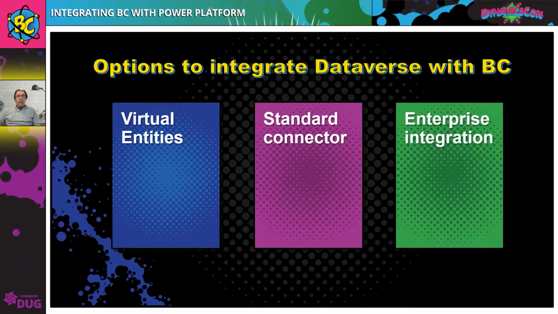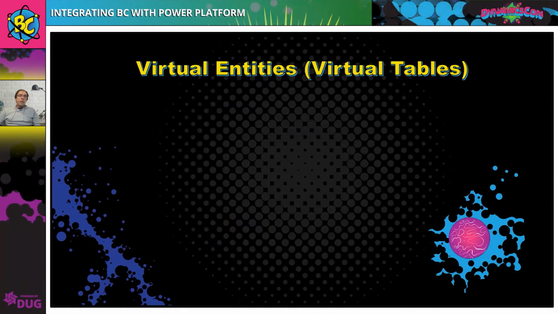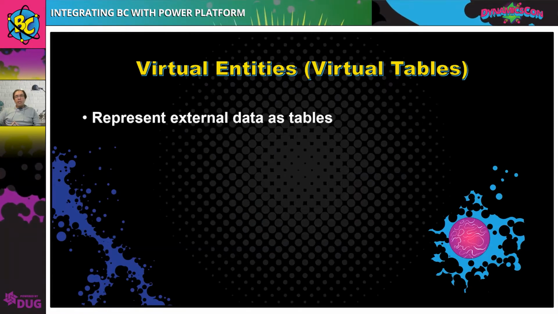And finally, if those two are not able to work because they are pretty much configuration only, you can always back up into enterprise integration. And we're going to be talking about the options for enterprise integration that we have. But before that, let's talk a little bit about virtual entities, right? So what is the idea of a virtual entity? As I said before, it is representing external data as a table. In this case, representing external data that exists on BC into Dataverse, right?